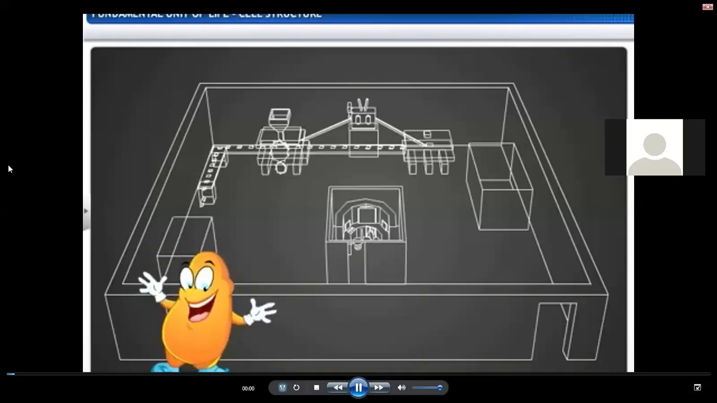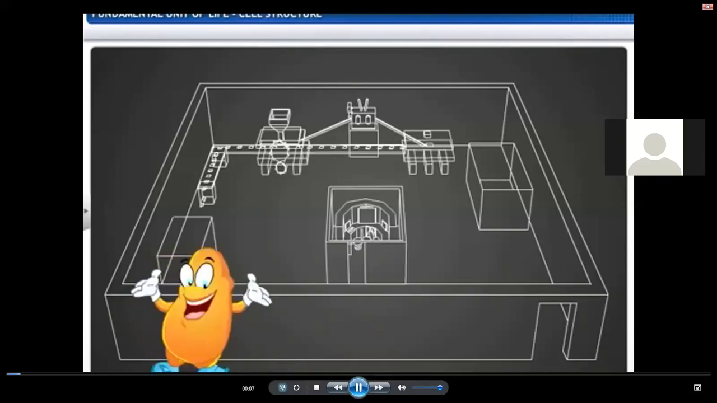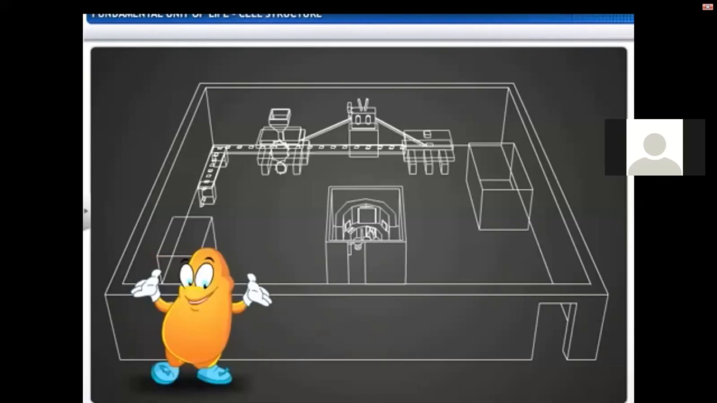Welcome to a guided tour of a factory. In this tour, you will explore the factory and find out. Are you able to hear it properly? Yes, ma'am. Yes, ma'am. Okay.